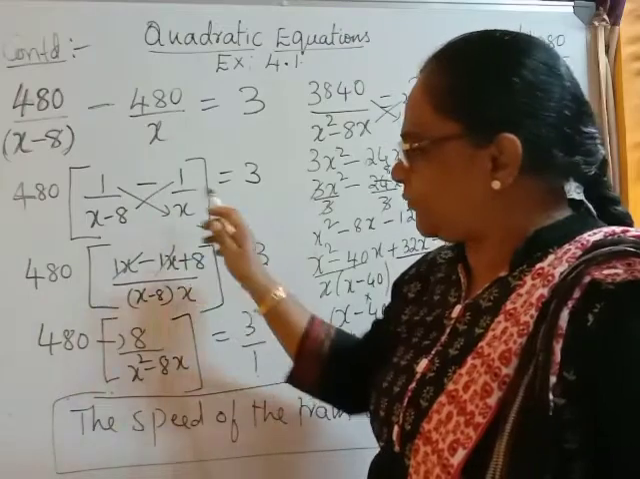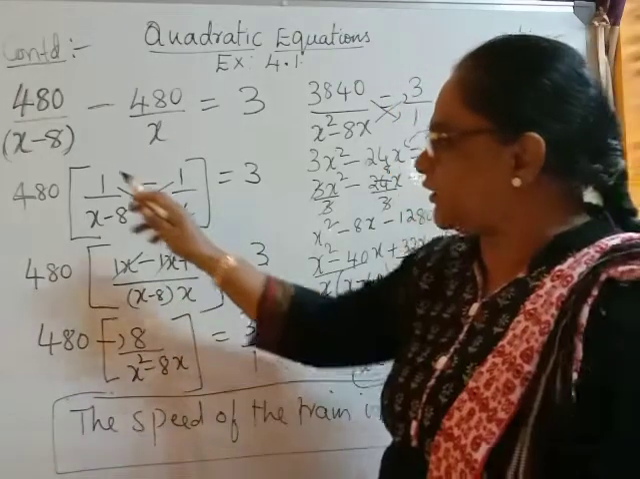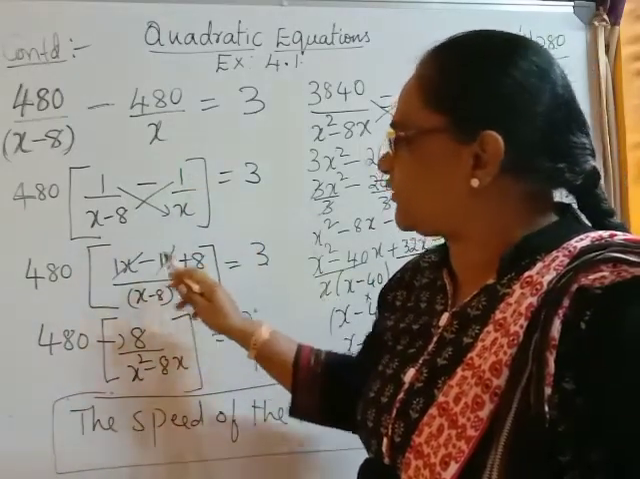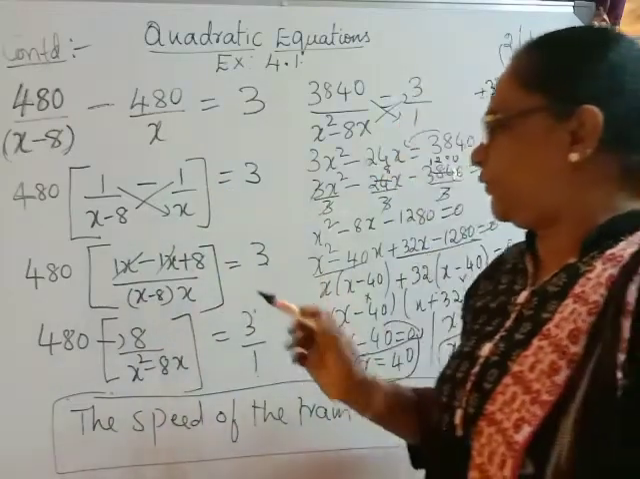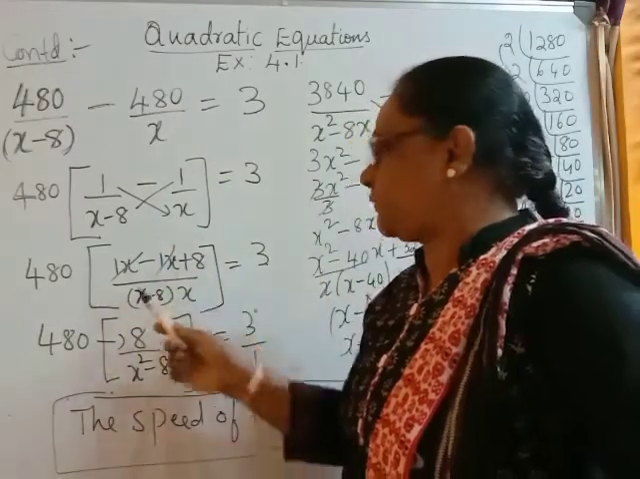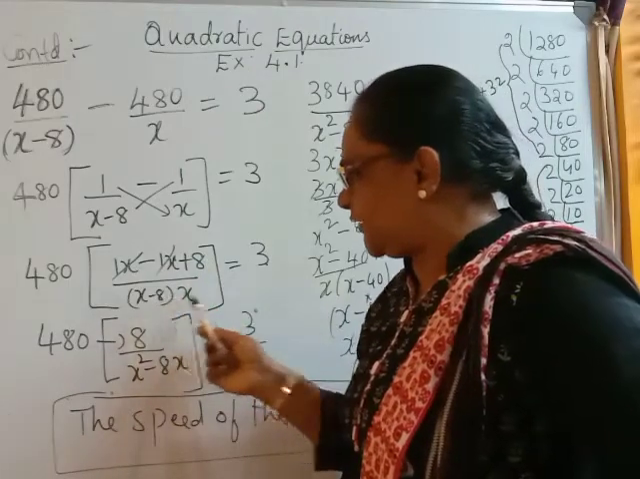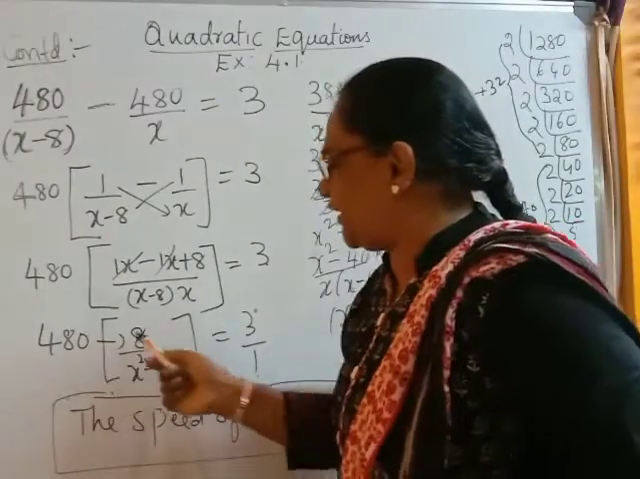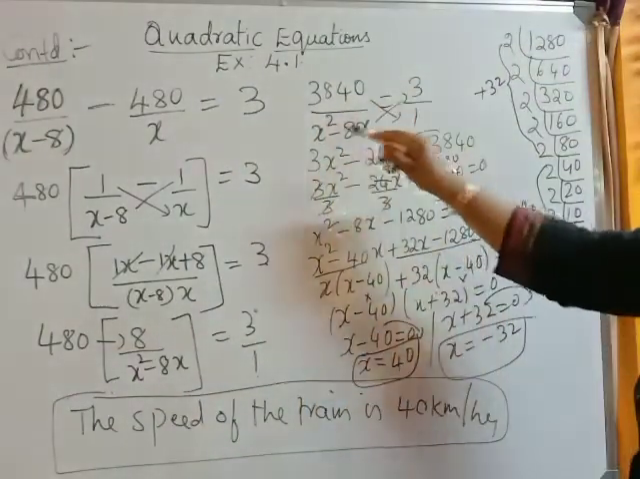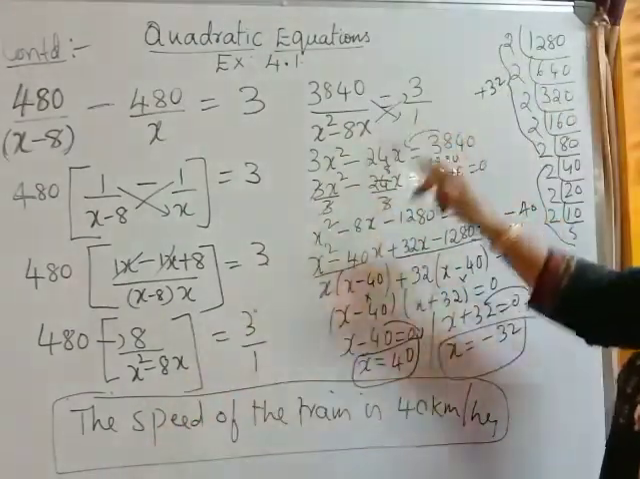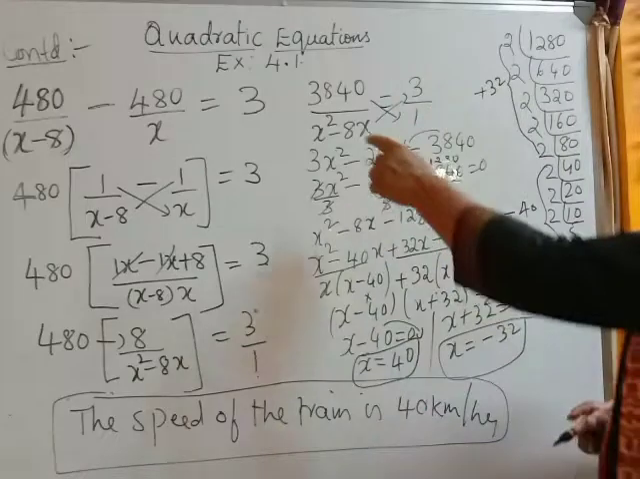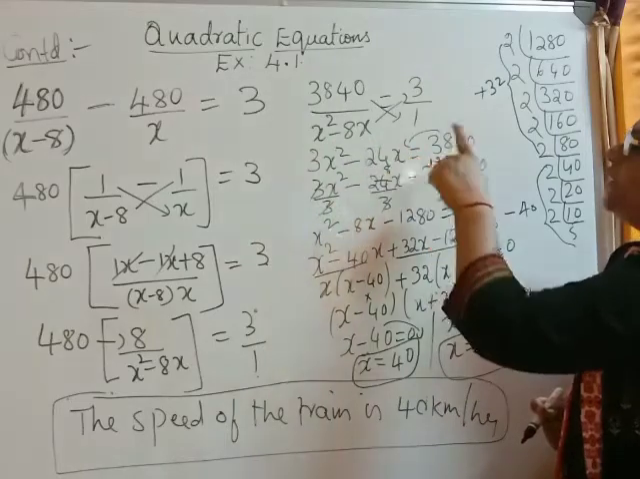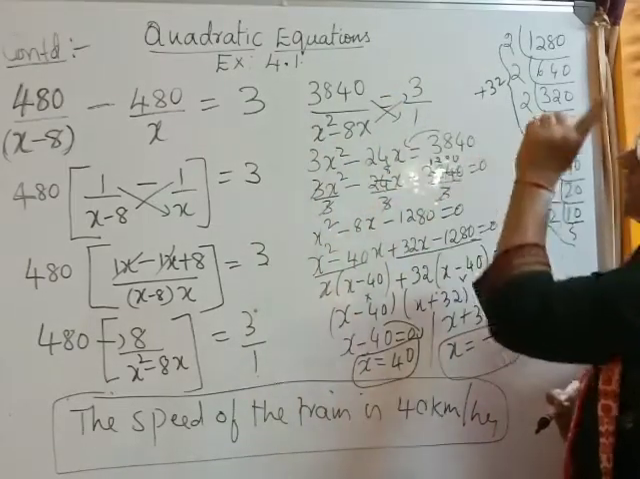Here first you multiply the denominator, x into x minus 8, and cross multiply 1x into, from minus 1 you have to multiply this too. Minus 1 into x is minus 1x, minus 1 into minus 8 is plus 8. The next step, 480 as it is, plus 1x minus 1x gets cancelled. Here remaining 8 over, multiply these two. x square minus 8x is equal to 3 as it is. Now multiply 480 with the numerator. That will give you 3840 divided by x square minus 8x is equal to 3 by 1. Now cross multiply. First multiply 3 into these two, 3 into x square, 3x square minus 3 into 8x is 24x is equal to 3840 into 1 is 3840.